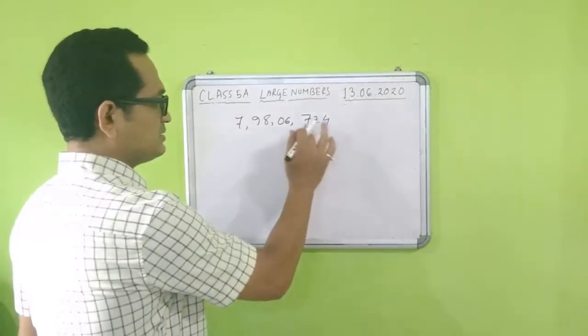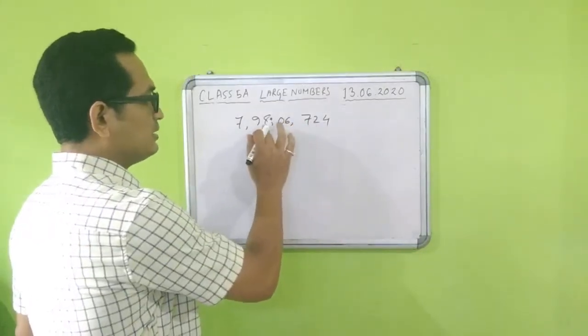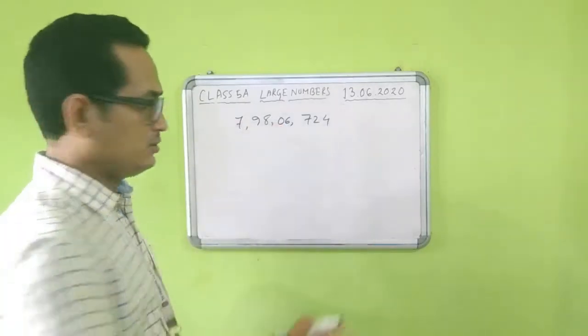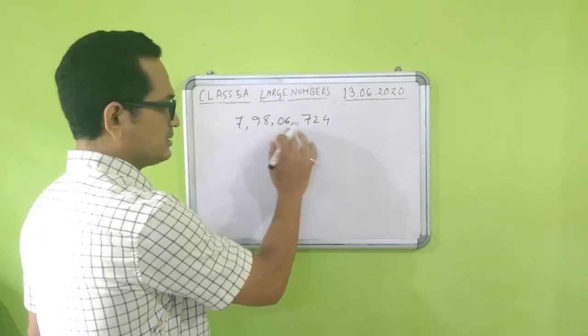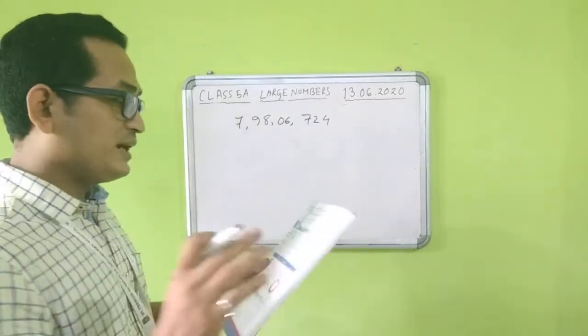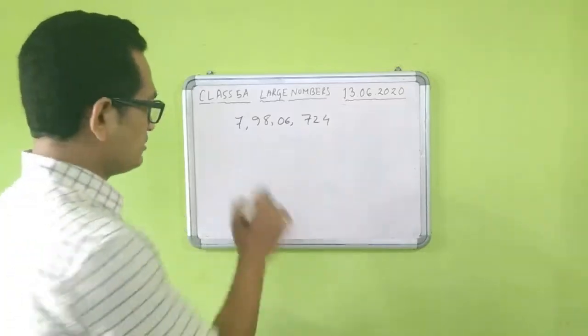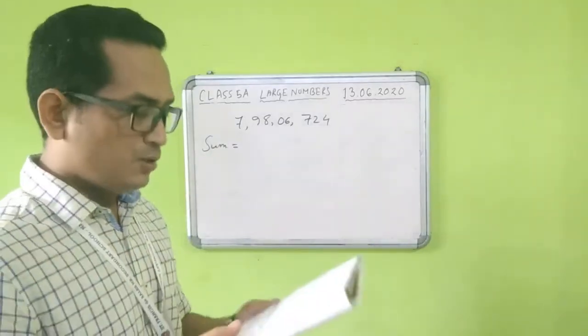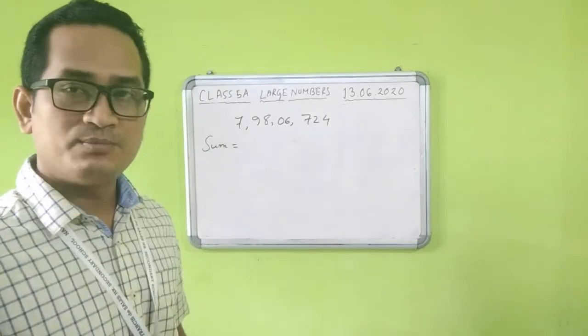Okay, 1 tens 100, 1000 10,000, then it is 1 lakh, 10 lakh, and crore. So 7 crore 98 lakhs 6,724 is the number name. We need to find out the sum. Sum means what? We have to plus, we have to add. What we have to add? The place value of the digit 7.